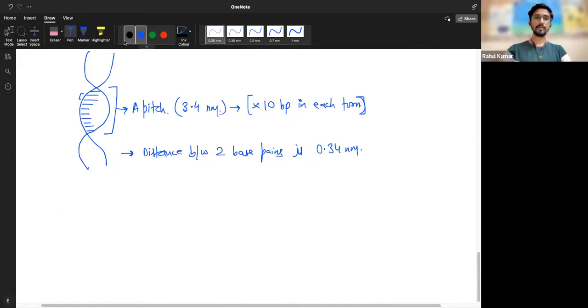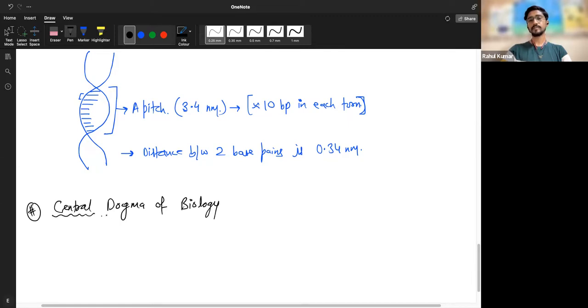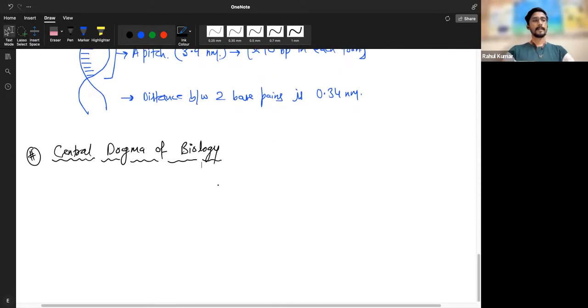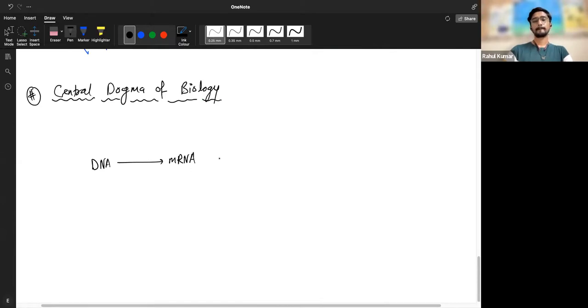Cool. Now, having known about DNA, let me tell you about a concept in biology which is called the central dogma of biology. It is called central dogma because it's followed throughout, and it's a very important concept. Now we all know that DNA can give rise to mRNA, right? What is mRNA? M stands for messenger. So DNA makes an RNA.